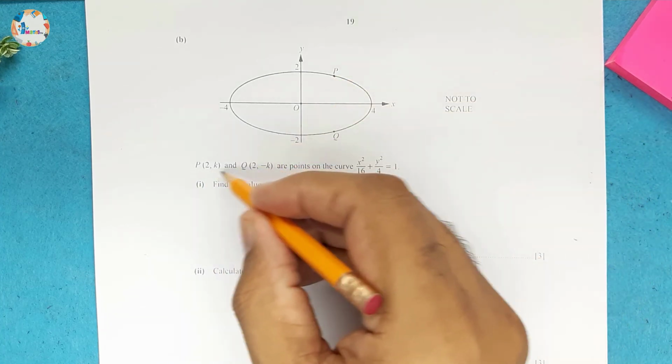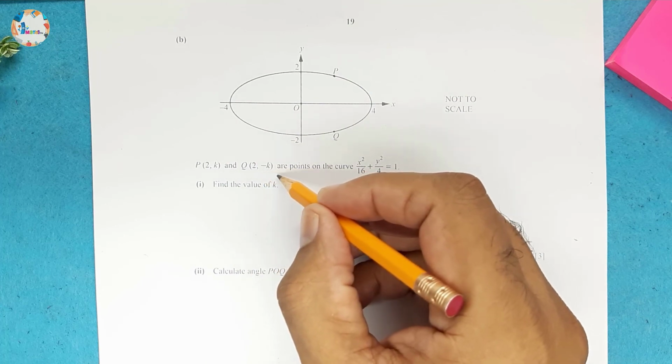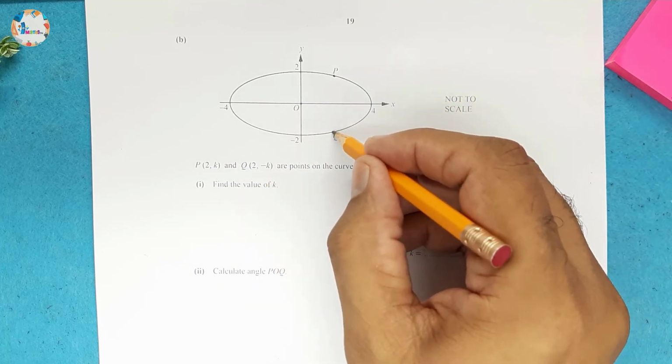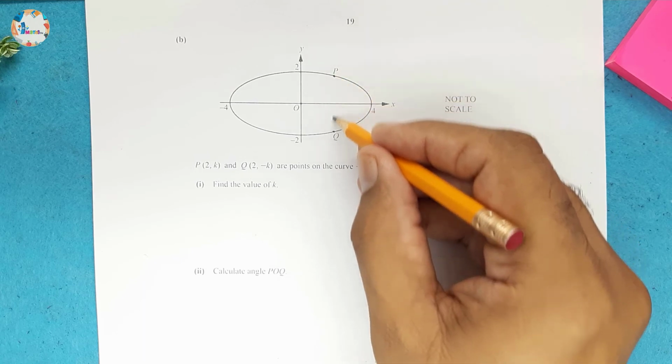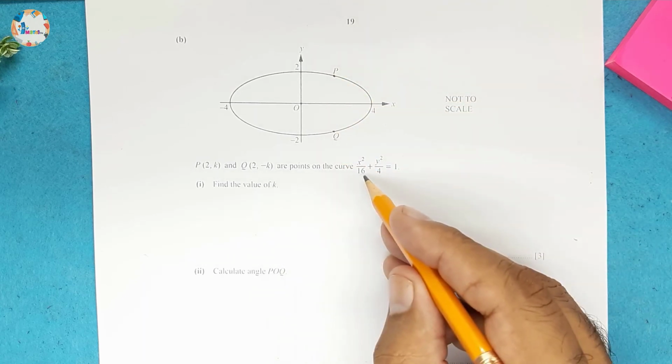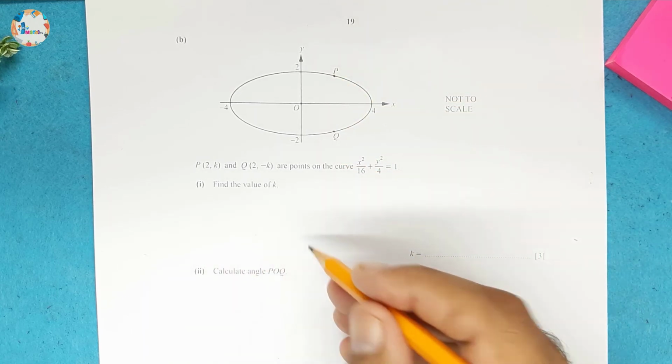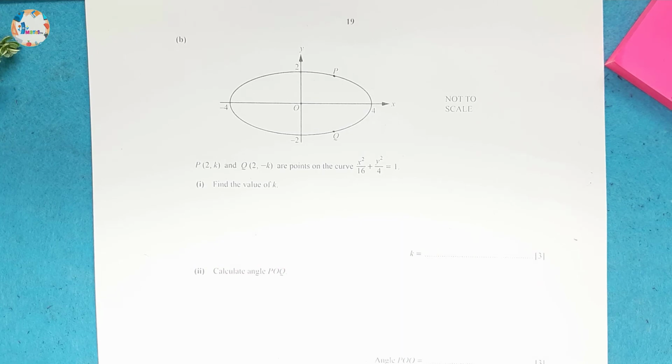This P is (2, k) and Q is (2, minus k). So they are above each other, and they are points on the curve. Find the value of k. So we have to find the value of k.